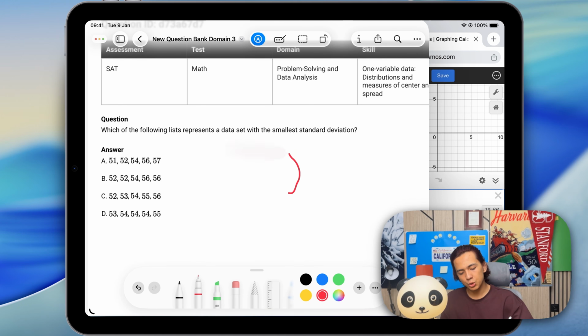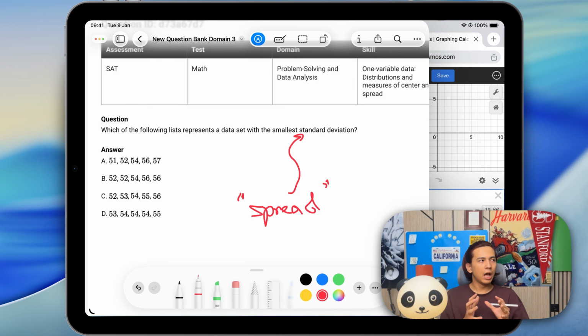Now, in case you don't know what standard deviation is, basically it measures spread. I would just say spread, right? You have a formula for it, but you don't have to know it. If you really want to calculate it, you can actually calculate it on Desmos, which I'm going to show.